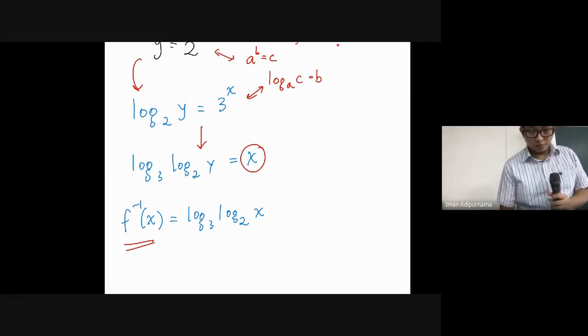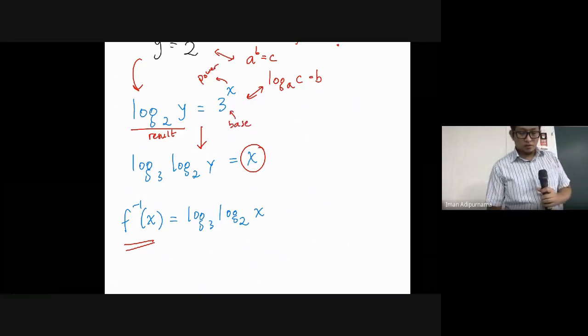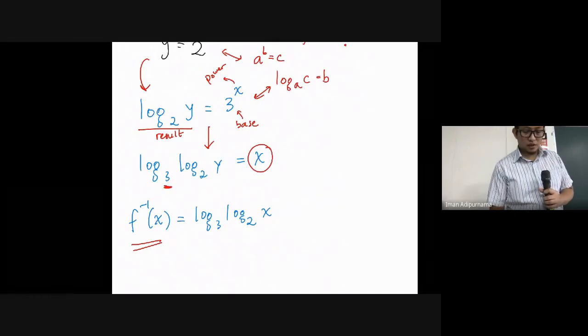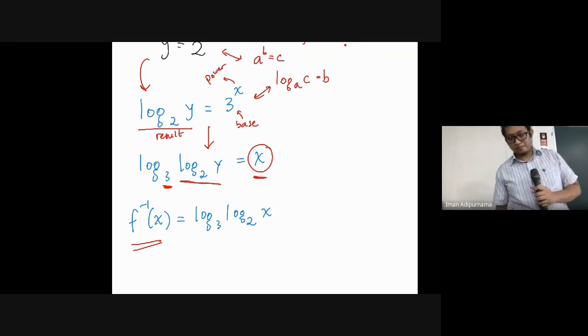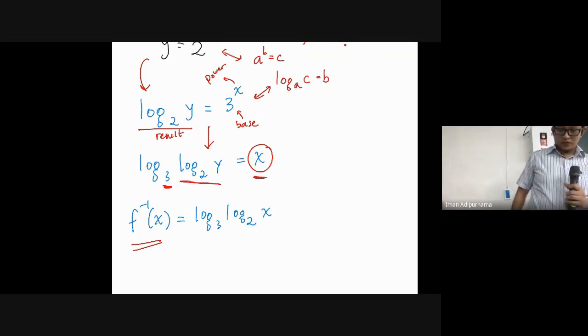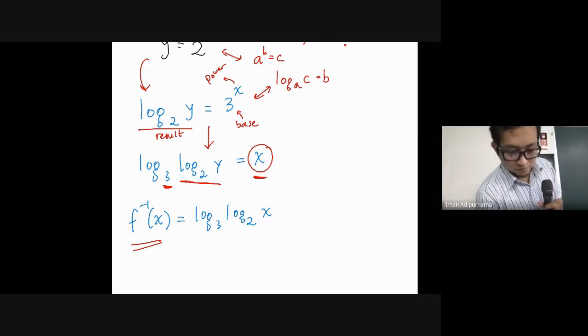So let me write this is the result, right? This is the power. This is the base. So same thing happened. This is the base. This is the result, and this is the power. Okay.